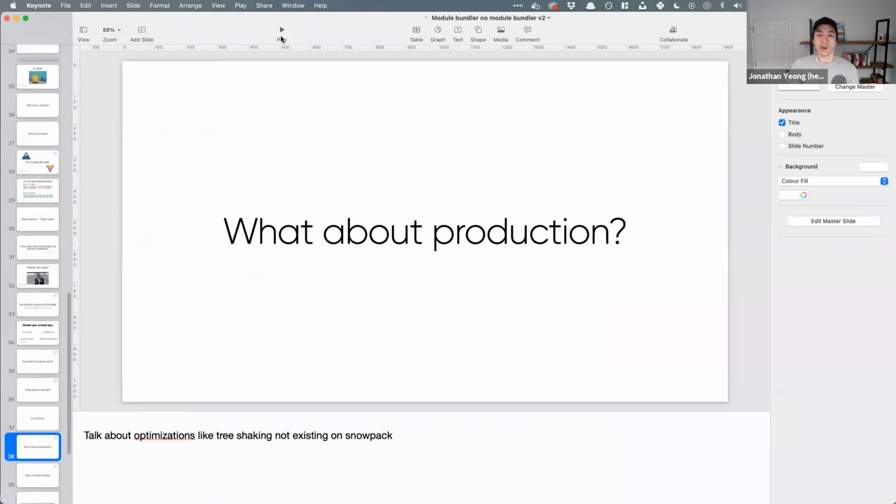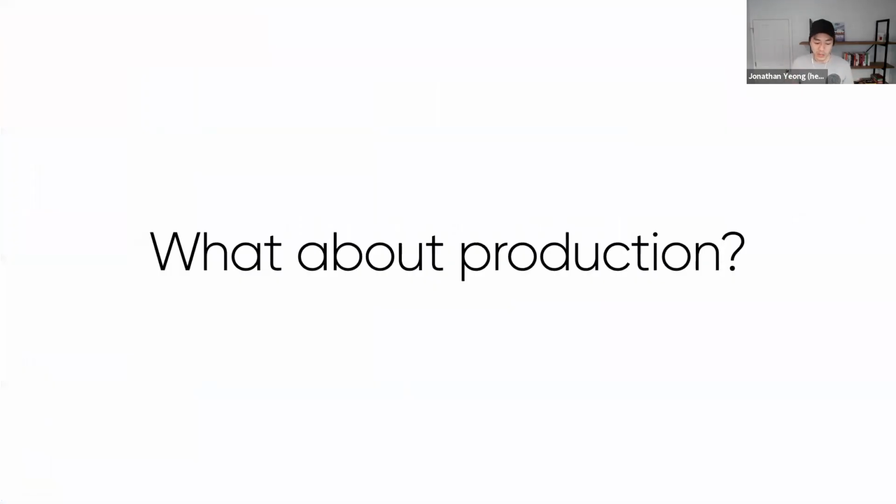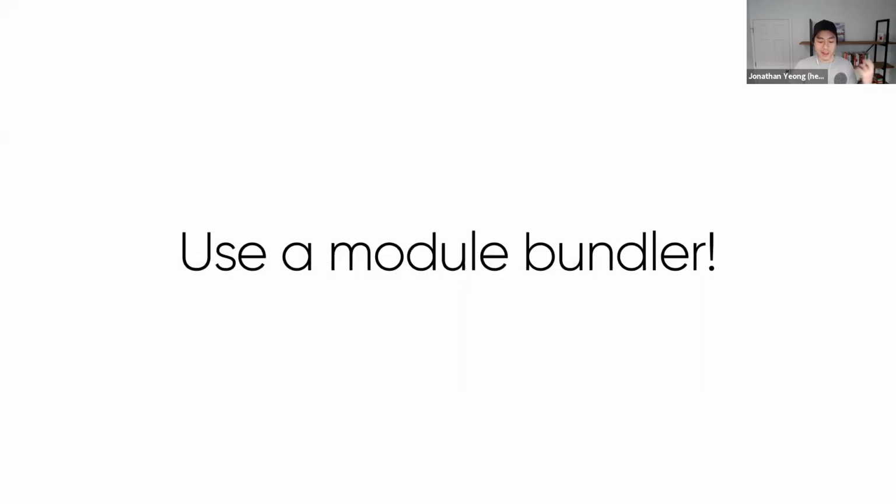Let me play this. Okay, cool. When we switch to production, having unbundled development isn't always the best idea, because we do want that optimized file that browsers can load rather than multiple bundles, especially with older browsers. We don't have access to type equals module. So with Snowpack and with Vite, you can actually use a module bundler to do that for you. You can combine the power of both.